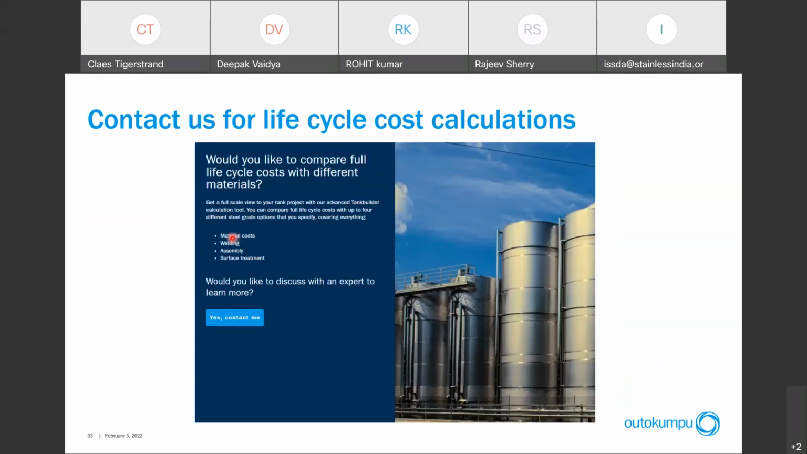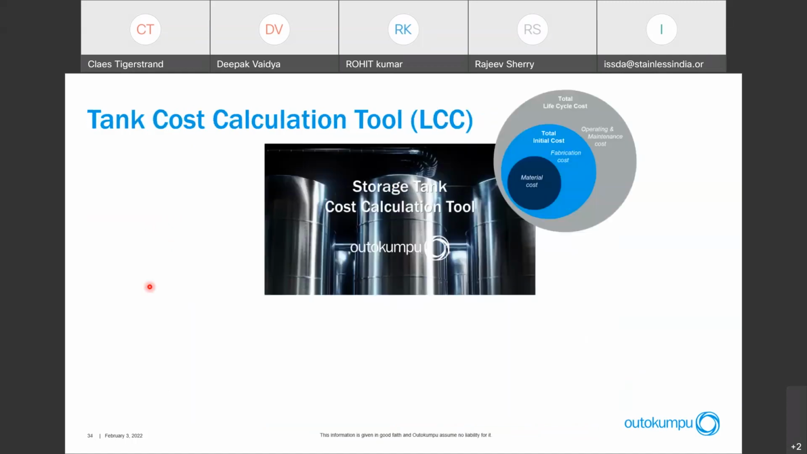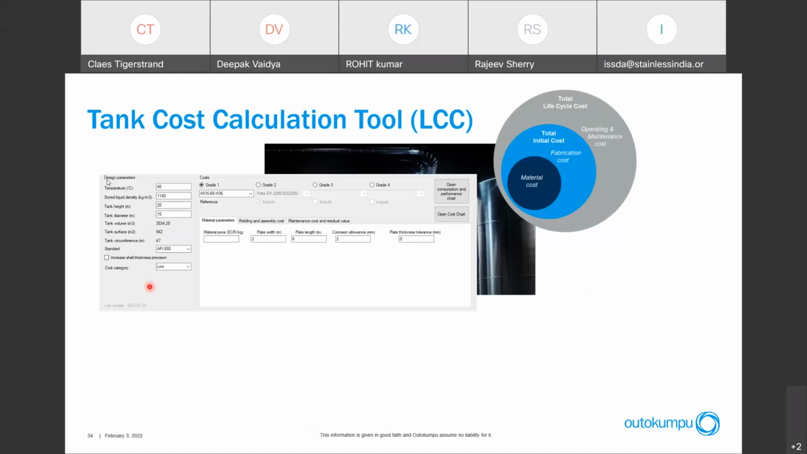Also on our website, you can see there's a possibility to contact us if you want to have a more thorough analysis of welding cost, of coatings, the total life cycle cost. So if you contact us here, then we actually have a more advanced tool where we can do a more detailed analysis of the life cycle cost of the tanks.